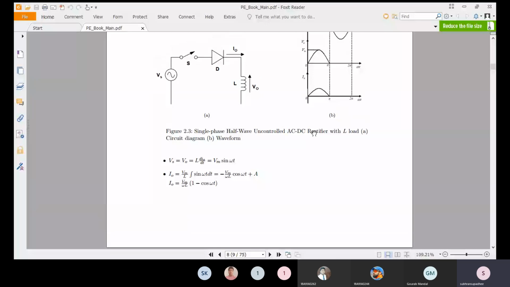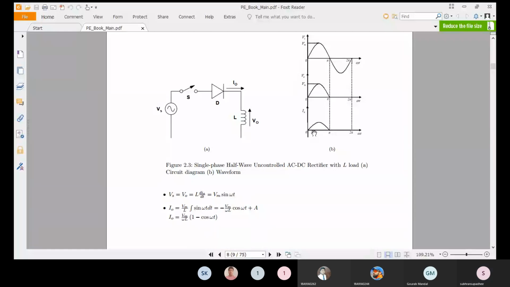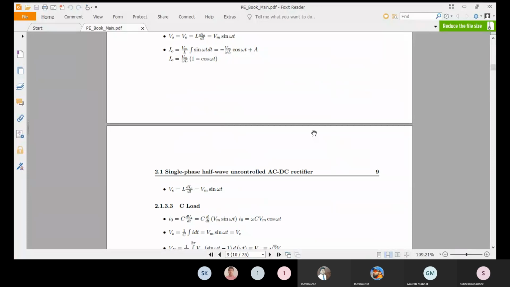Here you can see the L load, the circuit and the relevant waveforms. If you apply Kirchhoff's voltage law, you will get Vs equal to V0 equal to L di0 by dt, that's equal to Vm sin omega t. And I0 will be Vm by omega L (1 minus cos omega t). So V0 will be Vm sin omega t. So here the input voltage is equal to the output voltage, right?